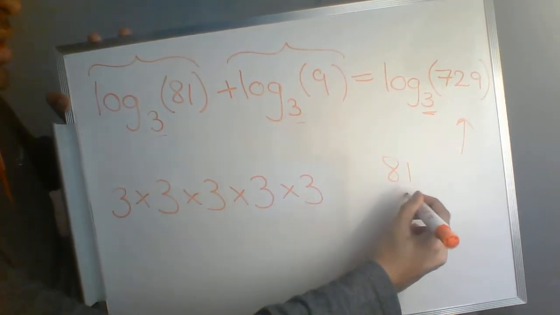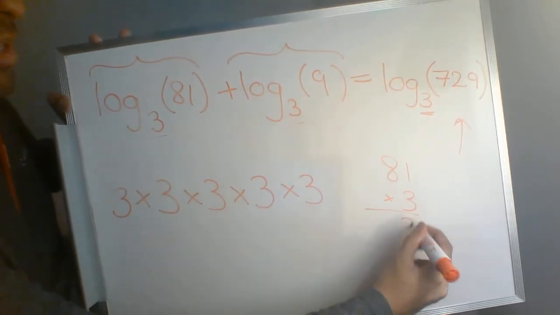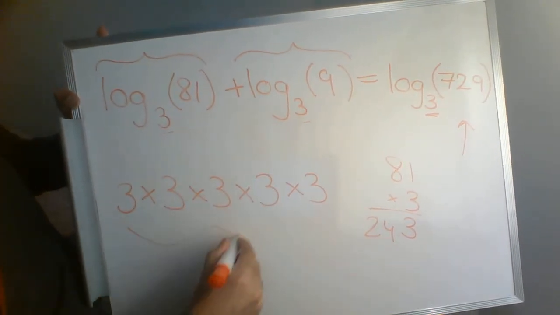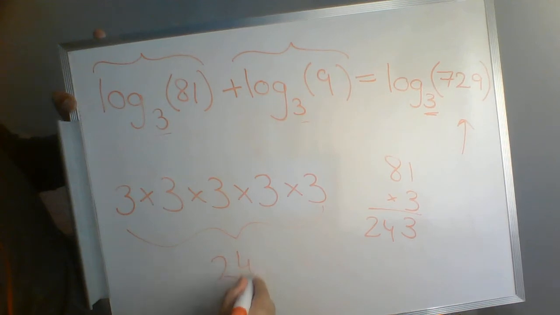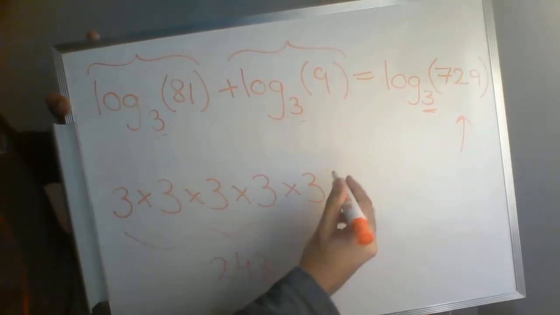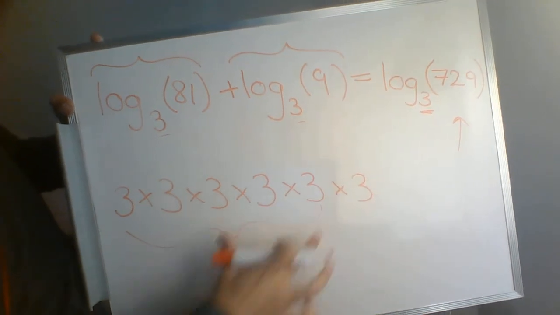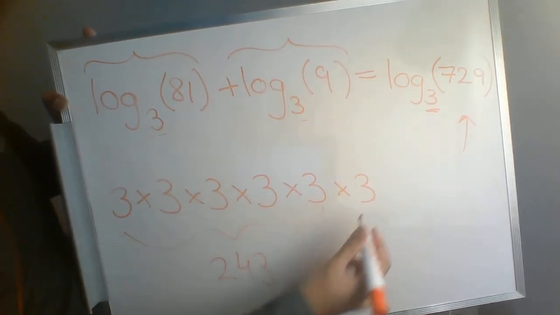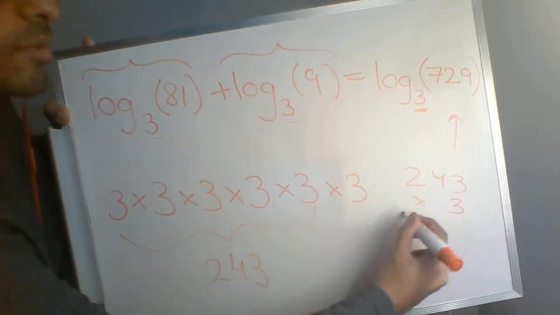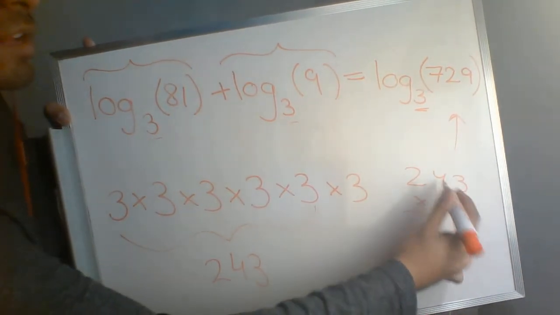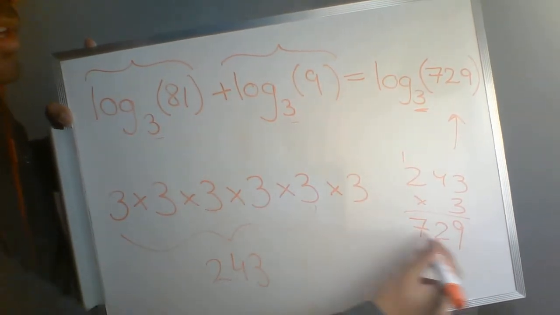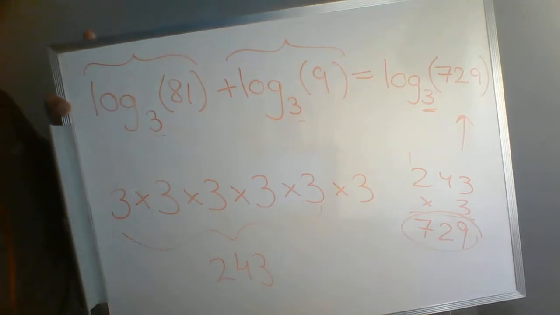We've got 81 times 3. 3 times 1 is 3. 3 times 8 is 24. Yeah, so we're at 243 right now with this. Now if we multiply another 3 into that, we're going to have 243 times 3. So if we go ahead and calculate that, 3 times 3 is 9. 3 times 4 is 12. 3 times 2 is 6, plus 1 is 7. And that's the 729. That was our target.